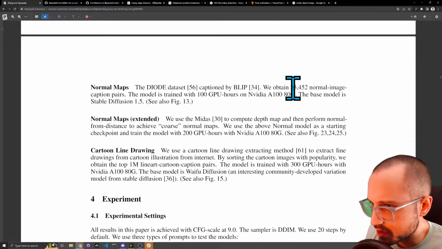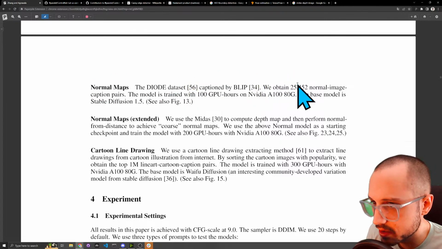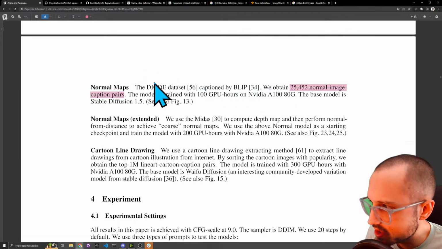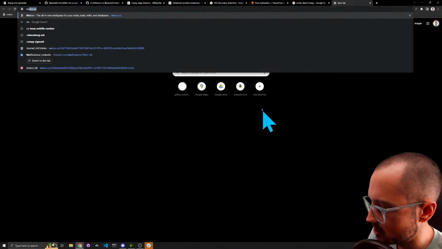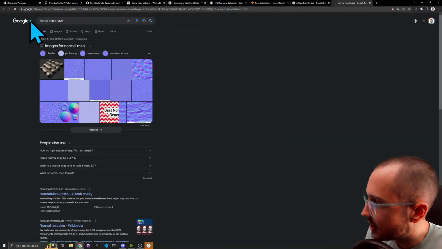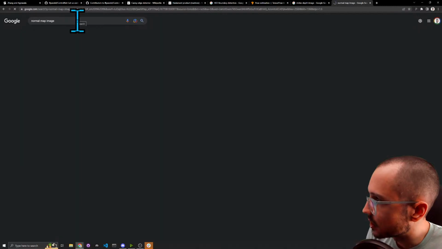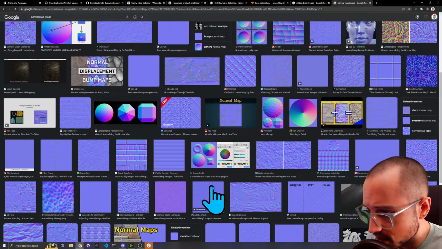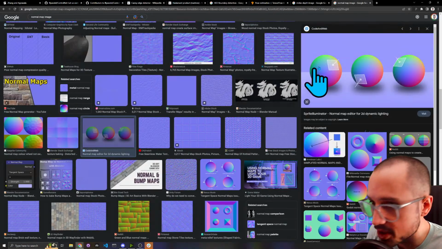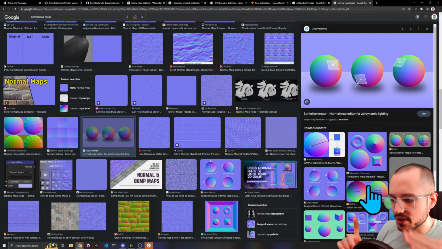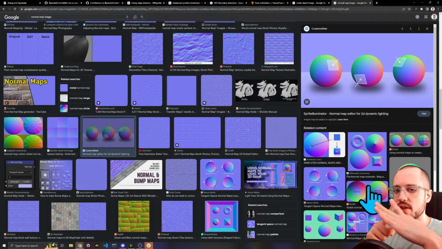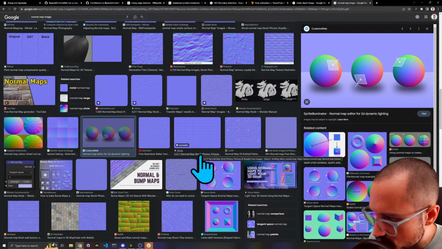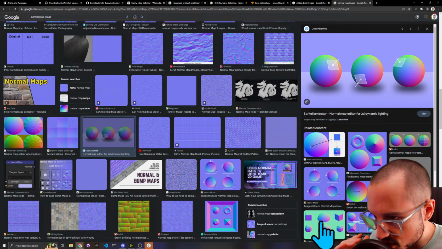The DIODE dataset, captioned by BLIP, we obtain 225,000 normal image caption pairs. Normal maps are similar to a depth image. A normal is a vector that, when you have a surface, tells you the direction of that surface. So a normal map tells you basically the direction of that surface.